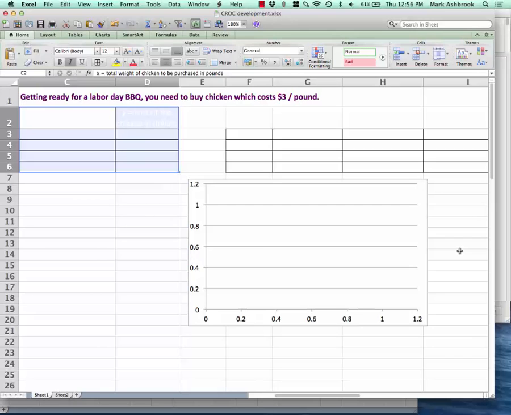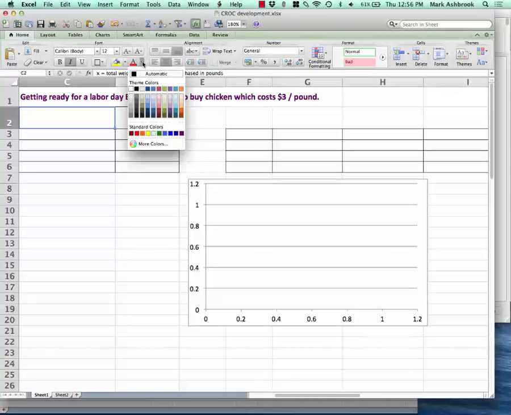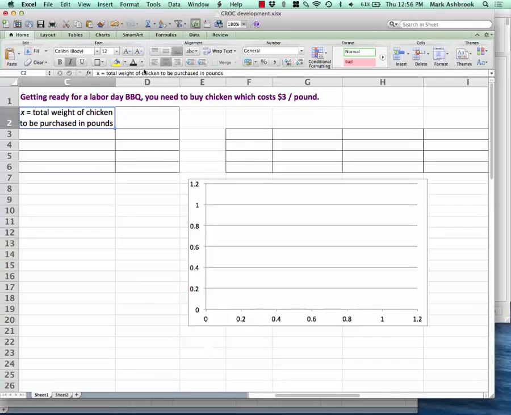What's that? Number of pounds, right? Number of pounds. And so actually, that's what I put right here. I said total weight of chicken to be purchased in pounds. How did I do defining that variable? Is it quantity? Specific? Got units? Those are our three criteria.